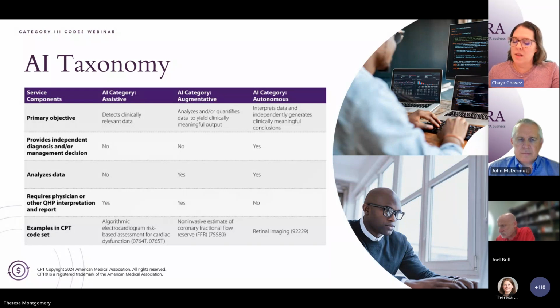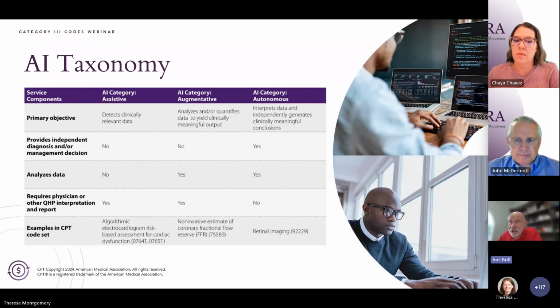So, really, most of the technology that we see is more towards the assistive side. There's really actually one code that has only gotten through to the autonomous level, and that is for retinal imaging. So, the AMA and CMS have been very open about how difficult it has been for them to understand how to value this technology. And so really, it's been kind of a challenge for them to understand how to pay these codes. Yep. And I guess, Joel, do you have any comments on why the AMA came up with this classification?